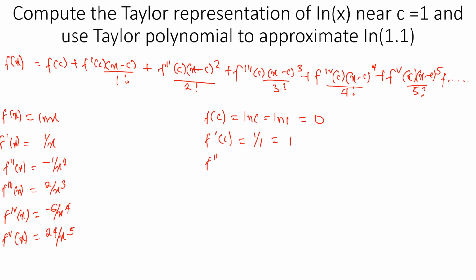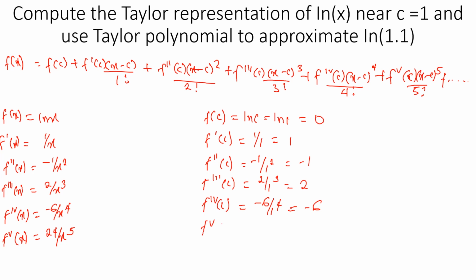Then the second derivative of c is going to be minus 1 divided by 1 squared, which is minus 1, and the third derivative of c is going to be 2 over 1 raised to the power of 3, and that is 2. Then the fourth derivative of c is minus 6 over 1 raised to the power of 4, and that is minus 6. Then the fifth derivative of c, that's where we are going to stop, is 24 divided by 1 raised to the power of 5, which equals 24. So let's head on to the next page.